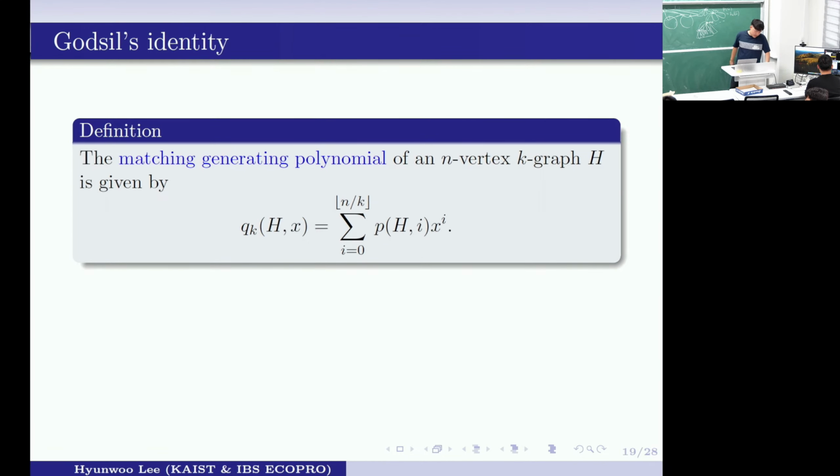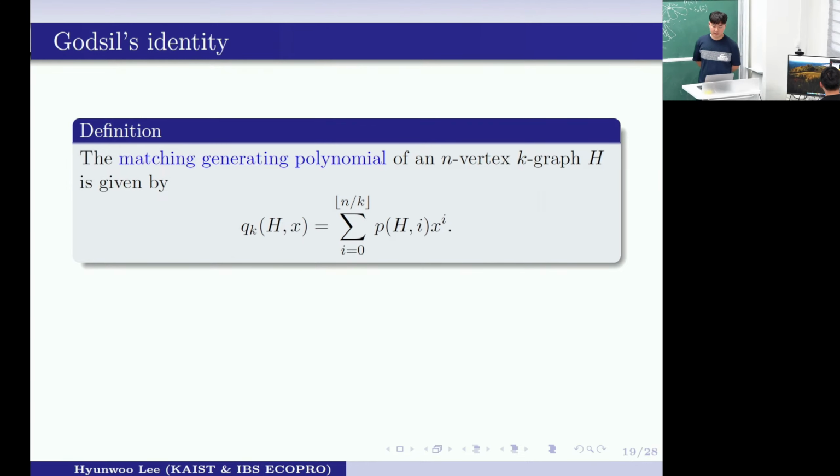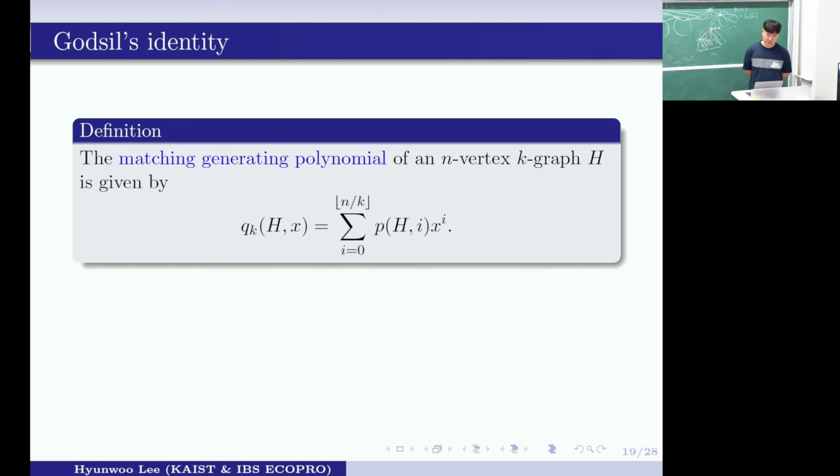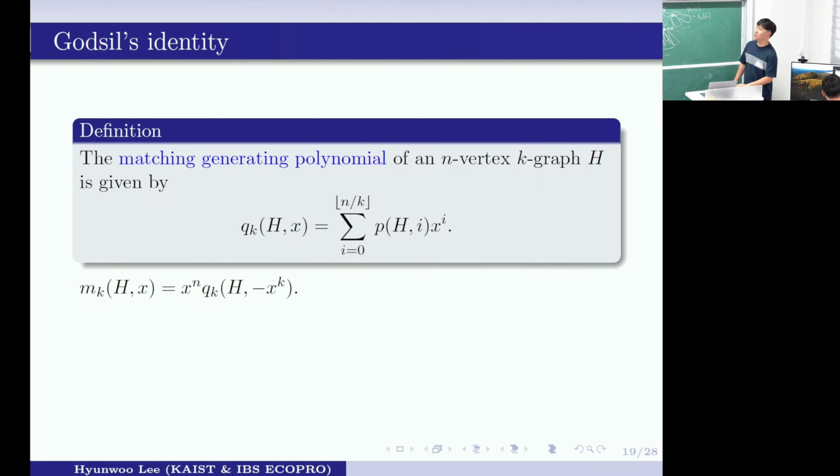A very similar concept to the matching polynomial is the matching generating polynomial. For an n-vertex, k-uniform hypergraph H, it is a generating function-like formula, and we have this identity. So in some sense, the matching polynomial and the matching generating polynomial are equivalent, because we have this nice identity.